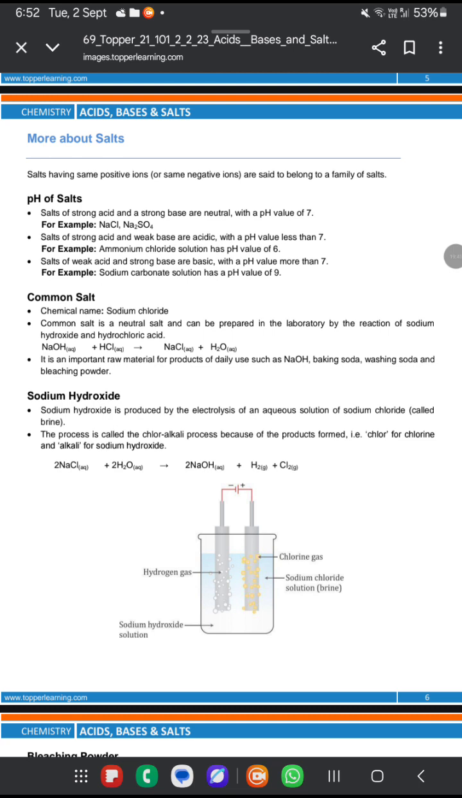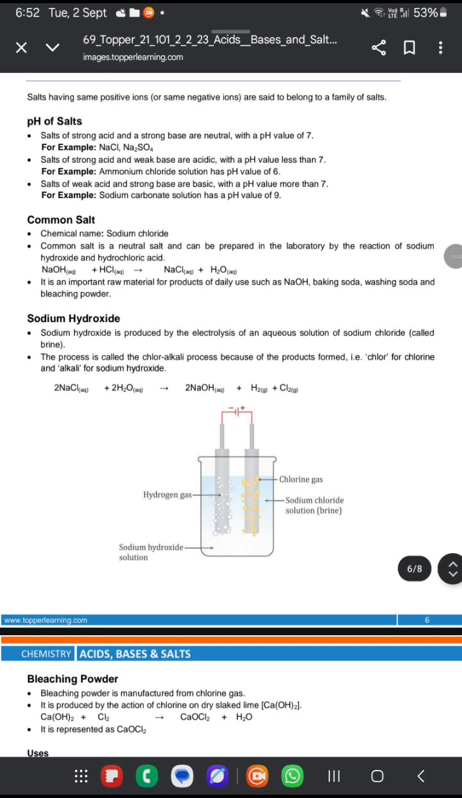and Cl2 gas. In this setup, two electrodes are placed in brine, the sodium chloride solution. Hydrogen gas is evolving, chlorine gas is evolving, and the remaining solution is sodium hydroxide solution. There is a battery connected. There is formation of acid and base.